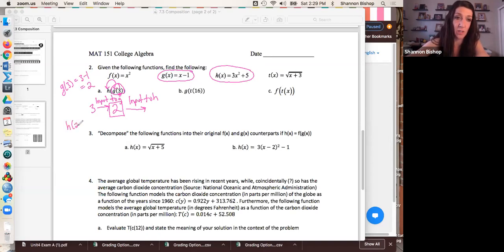So what is H of 2? H of 2 is 3 times 2 squared plus 5. Let's see, 2 squared is 4. 4 times 3 is 12, plus 5 is 17. And that is the final answer. So notationally speaking, H of G of 3 is 17. You can just leave it in flowchart form, doesn't matter to me, or you can write it notationally as I did at the end. H of G of 3 is 17.